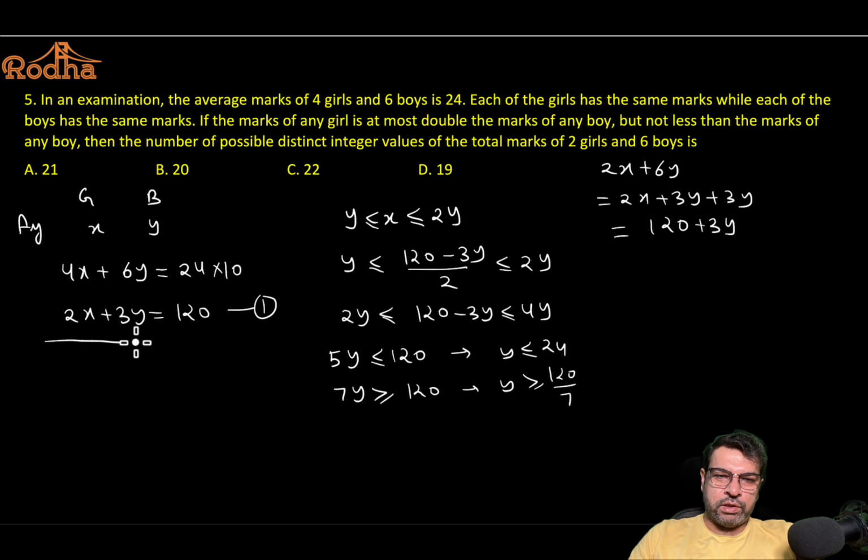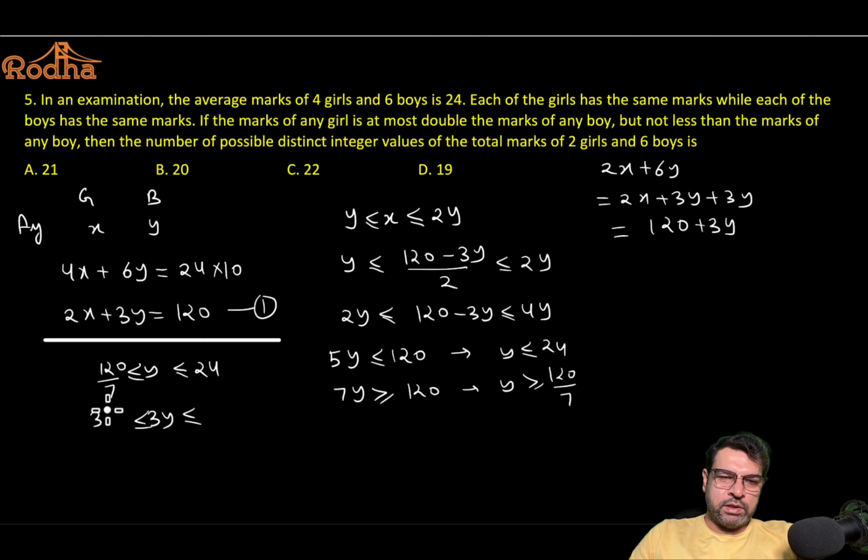So what did I get? I got y ki value 120 by 7 se bada ya equal hai and less than or equal to 24. Theek hai? That's your range of y. So that's it. I need to put it here. So 3y ka range kya ho jayega? 3y should be more than or equal to 360 by 7 and less than or equal to 72. Correct? Abhi, I do not need to find the value of this. Whatever is the range for y in terms of integer, wahi iska answer hoga, to yahan dalne ki zarurat to nahi hai. Aapko bas ise focus karna hai.